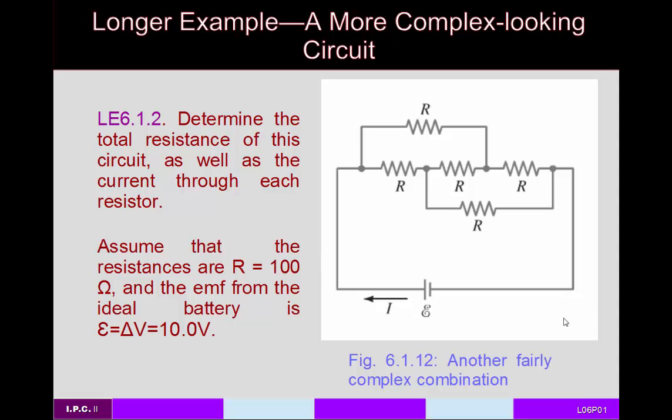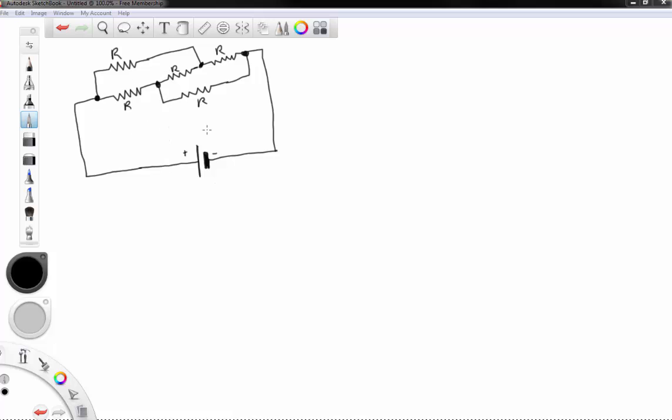So I wanted to show a different example, and this diagram I also have taken from Giancoli. And you can see that this is not something that I'm going to be able to quickly and easily draw an equivalent diagram for. We're going to have to apply Kirchhoff's rules a little more explicitly to solve for this circuit. So what we want to do is figure out what's the total resistance of this entire circuit, both in terms of R and then again in terms of, if R is 100 ohms and we have the EMF, can we figure out not only what's the equivalent total resistance, but also how much current is flowing through this battery, through this circuit. Okay, we can see that this is going to be a little more difficult to try to break up into equivalent circuits.